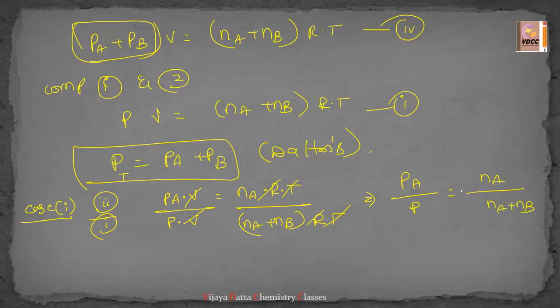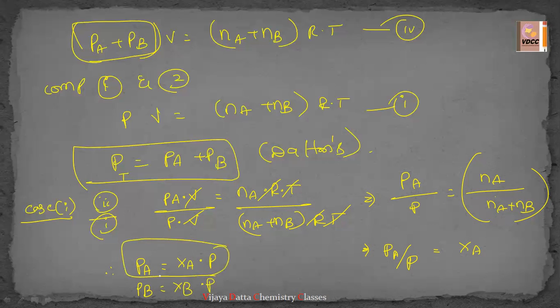What is this Na by Na plus Nb? This is the mole fraction, number of moles of A by total number of moles of the mixture, right? So this one we can write as XA. So PA, partial pressure of A by total pressure P equal to XA. Then the partial pressure of A formula is XA into P. Similarly, you can calculate PB equal to mole fraction of B into total pressure. So individually you can calculate the partial pressures like this also: mole fraction into total pressure of the respective gases. This is the partial pressure formula, mole fraction into total pressure.